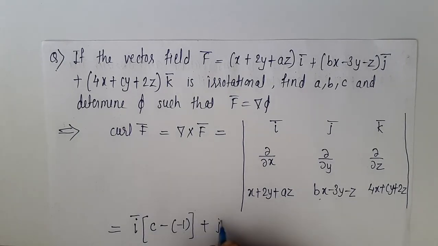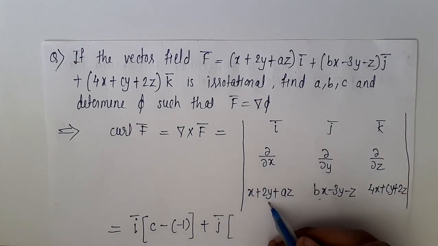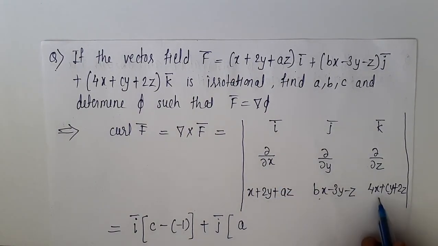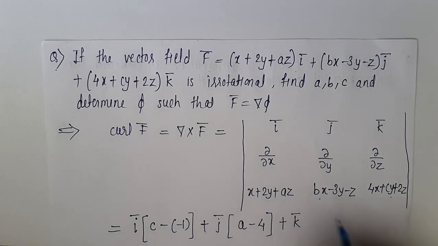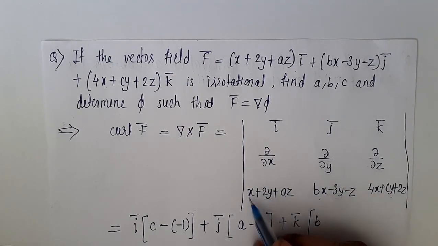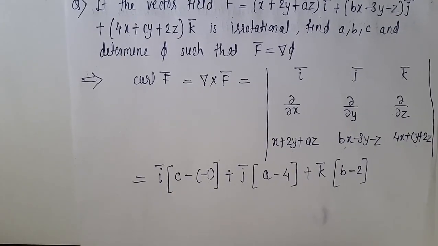Next plus j times del by del z of x derivative 0, 2y derivative 0, derivative of az becomes a. Next del by del x of 4x derivative is 4 and cy derivative is 0, 2z derivative is 0. So this is j times a minus 4. Plus k times del by del x of bx is b, 3y 0 and z 0. Del by del y of x 0, 2y is 2. So this is minus 2 and az derivative is 0. So we get this.